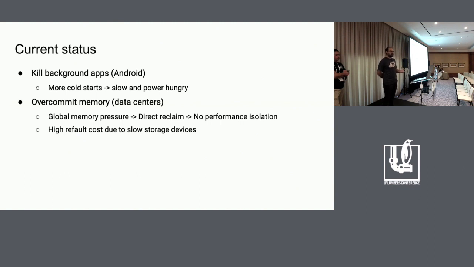Right. And the second thing is, when you have reclaimed memory and you refault that memory, it can be expensive because you can be faulting from slow storage devices. So overcommit can impact the system by inducing global memory pressure and triggering more refaults, which are costly.